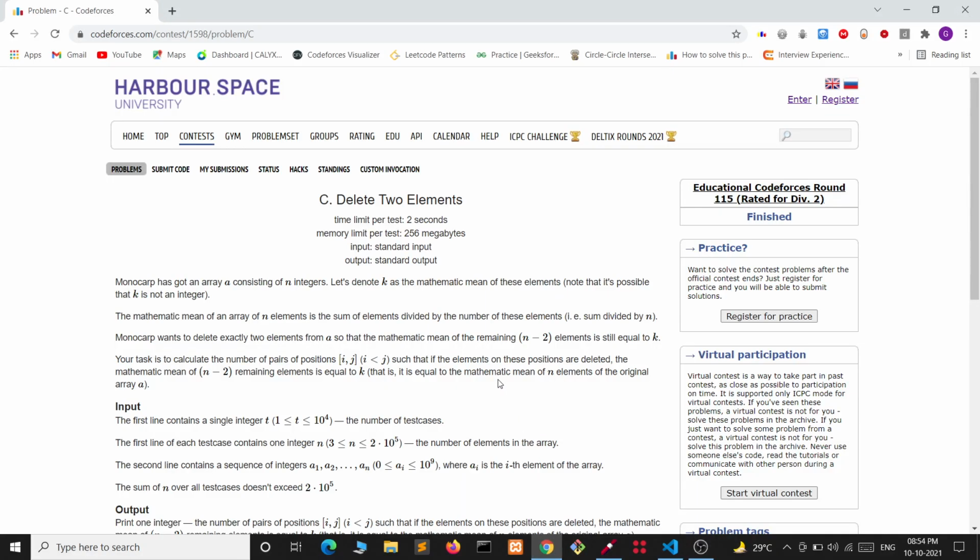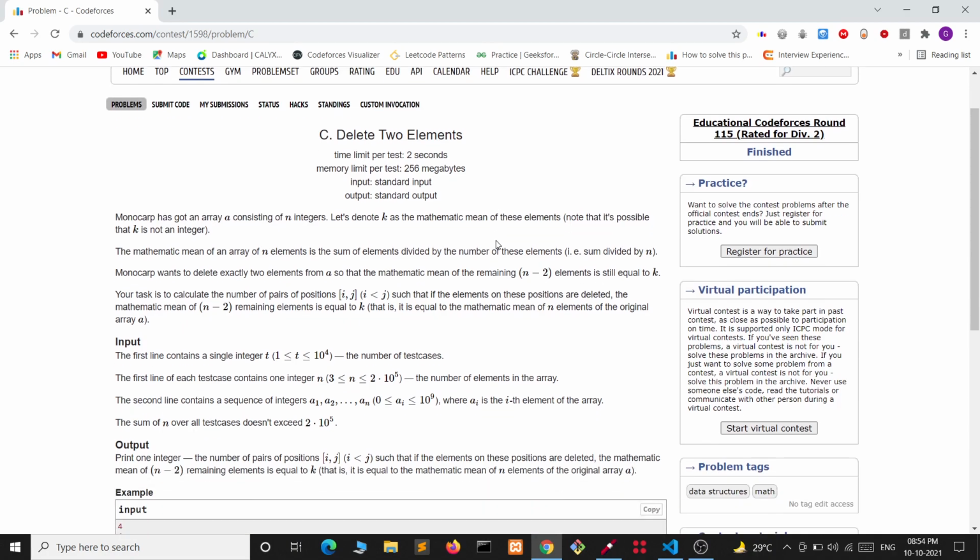Hello everyone. Let's solve problem C of Educational Codeforces Round 115. Let's first understand the problem statement.